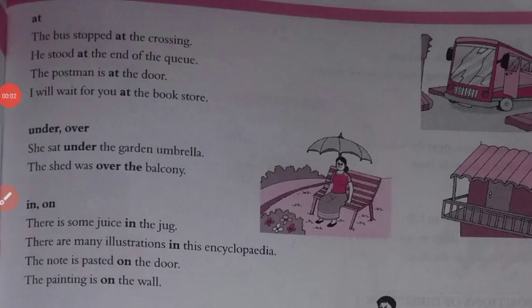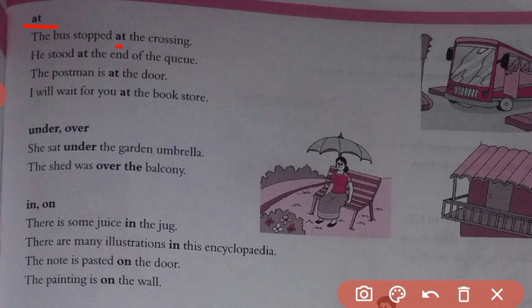Yes, students. Here are some examples with the preposition, and beside it there are pictures given so that it will be easy for us to understand what the prepositions in the sentences are. First of all, we are trying to understand the common preposition at. You can read the sentence given here: The bus stopped at the crossing. Here the word at shows place, and it shows the relation between the bus and the place, and that's why the word at is used as a preposition.